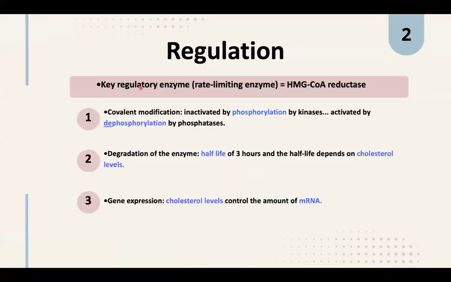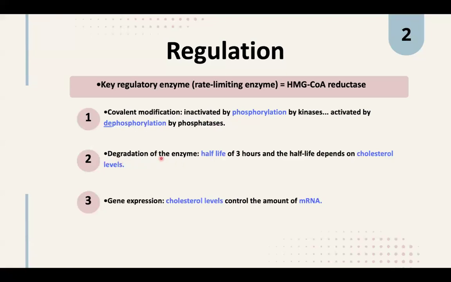Okay, now regulation. Remember, our rate-limiting enzyme is HMG-CoA reductase. It's a very important enzyme. How is it regulated? So, we have three main methods of regulating it. There's covalent modification, there is degradation of the enzyme, and there is gene expression. For covalent modification, we're mainly talking about phosphorylation and dephosphorylation, which is adding a phosphate or removing it. Generally, it's inactivated by phosphorylation, and dephosphorylation will activate it. Okay, we will talk over this again, so we'll get clear, inshallah.